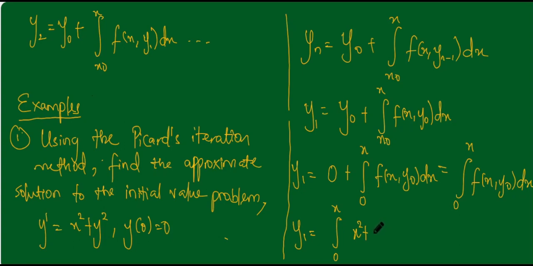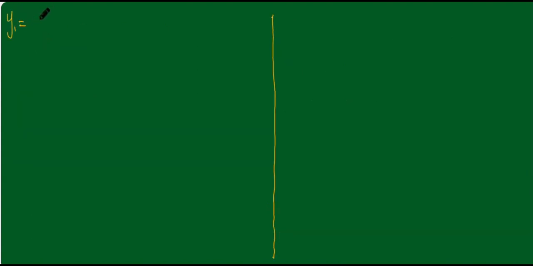But in this case, since we are told to substitute y naught in the place of y, our y naught is 0, so that's x squared plus 0 squared with respect to x. So we'll be having the integral between 0 and x of x squared with respect to x. So our y1 now becomes the integral between 0 and x of x squared with respect to x. And this gives us x cubed over 3 between 0 and x. So we have x cubed over 3 minus 0 raised to power 3 divided by 3.